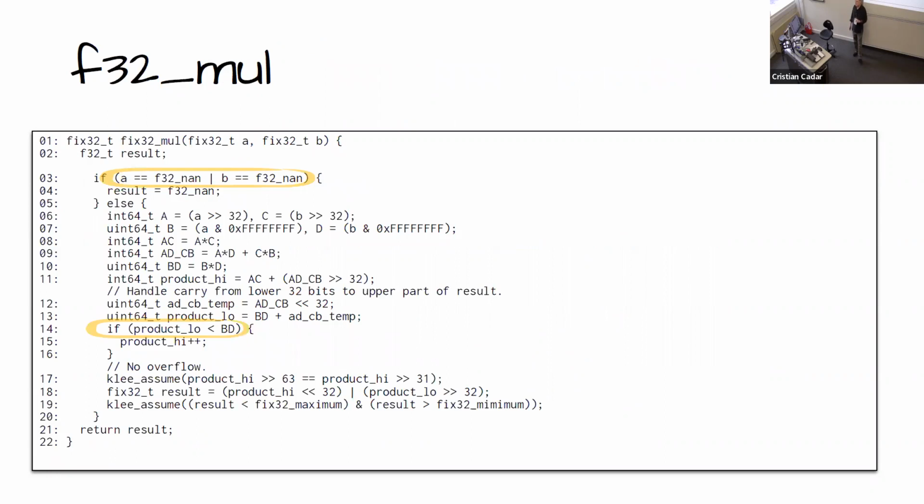Multiplication. Similarly to addition, multiplication is quite simple. Here we have only two branches, so we've added one more branch, one more condition to detect the overflow and to detect NaNs.